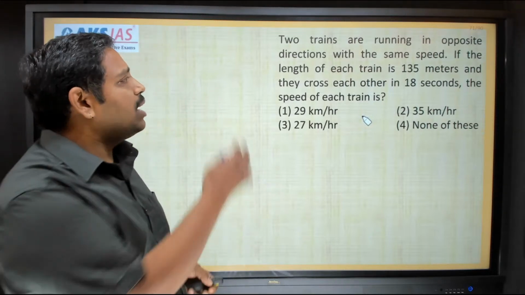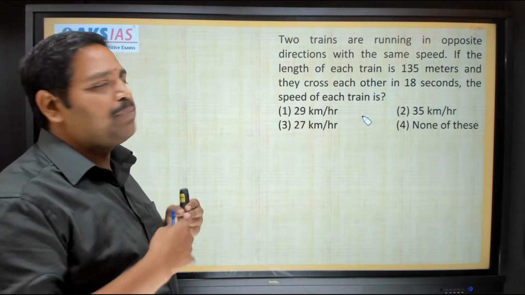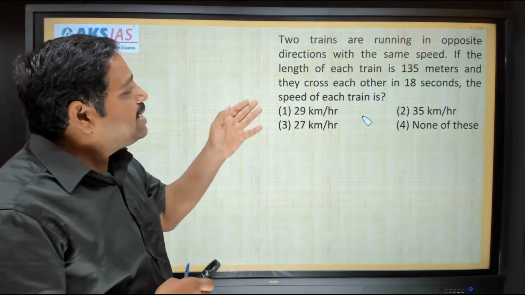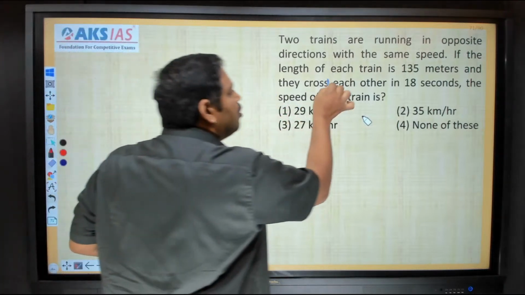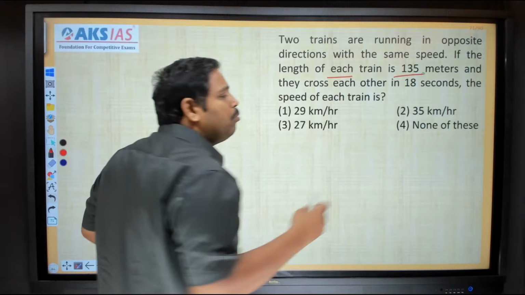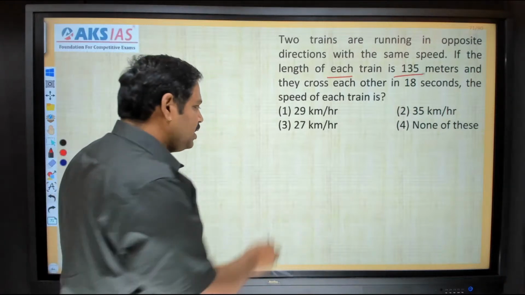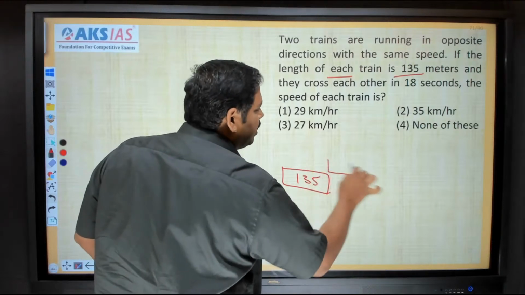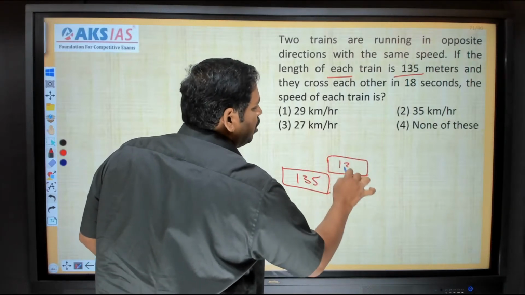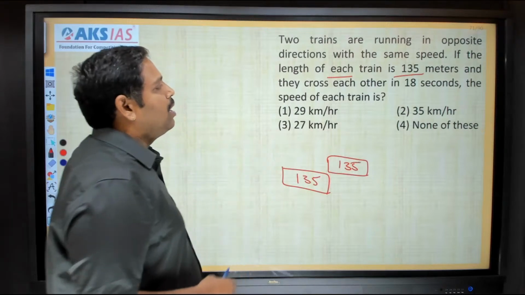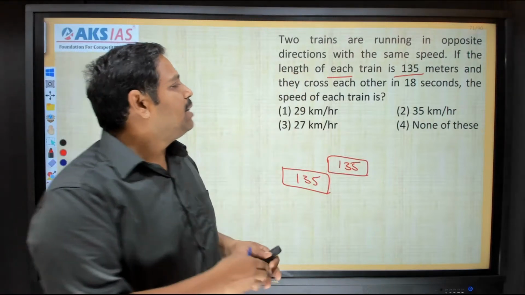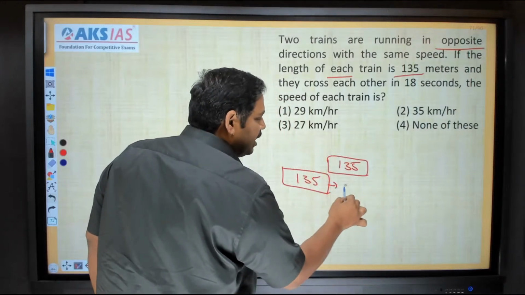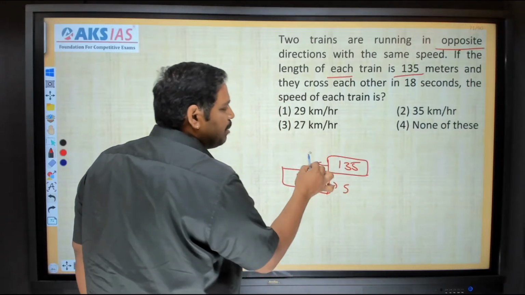Two trains are running in opposite directions with the same speed. So the speed of both the trains is the same. If the length of each train is 135, here the important word is each. Each means both the trains have the same length. So this is my first train. Its length is 135. This is my other train. Its length is 135. Both have the same speed, and they cross each other. They are moving in opposite directions. This is also an important point. Both have the same speed, right? If its speed is S, then its speed is also S.